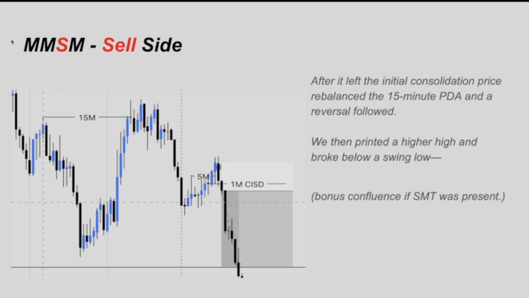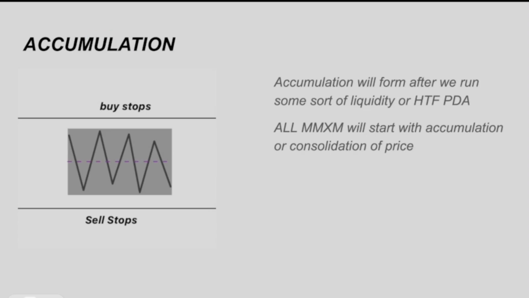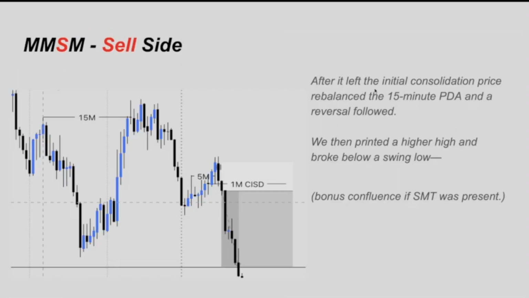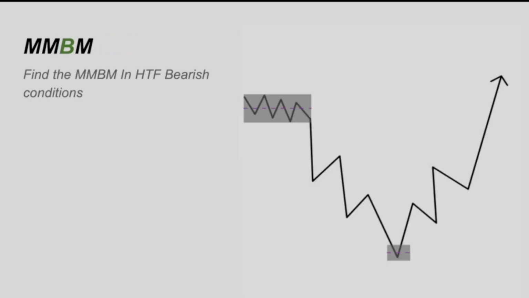And this is only a market maker sell model because we were in a high time frame bearish condition. After it left the initial consolidation, price rebalanced the 15-minute PD array and a reversal followed. Then we printed a higher high and broke below a swing low. Okay, what do I mean by this? We took this higher high and then we broke below this swing low right here, right? I guess that's the indicator that we started the market maker sell model, or we're in the reversal part of the market maker sell model.